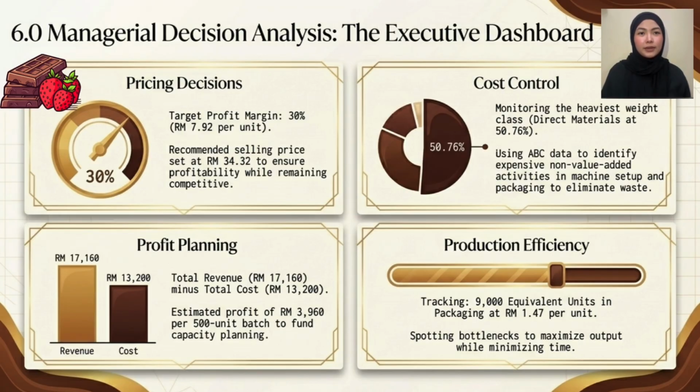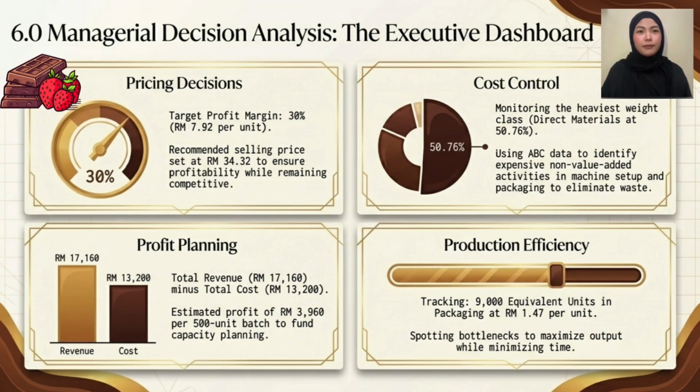Profit planning. Looking at the big picture, a full 500 unit batch is projected to generate RM17,160 in total revenue. After subtracting our RM13,200 total cost, we are looking at an estimated profit of RM3,960 per batch, which will be invested in our fund capacity planning.